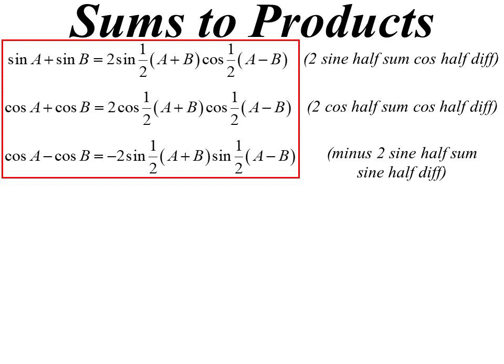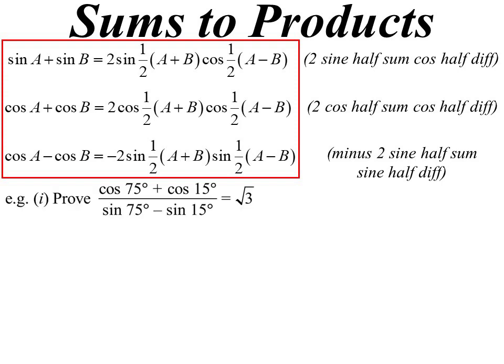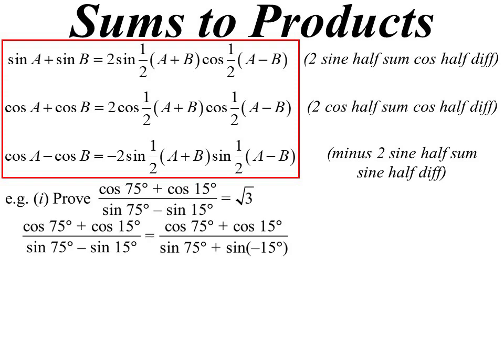Okay, let's do this one then. We're going to prove cos 75 plus cos 15 over sine 75 minus sine 15 is root 3. Okay, well, the first thing I've got to do, because you'll notice I don't have a formula, well, I don't bother remembering one anyway, for sine minus sine. And the reason I do that is because I can turn it into a sine plus sine by taking advantage of an odd function. So that way I only have to remember the one formula. So I change this sine 75 minus sine 15 to sine 75 plus the sine of minus 15.